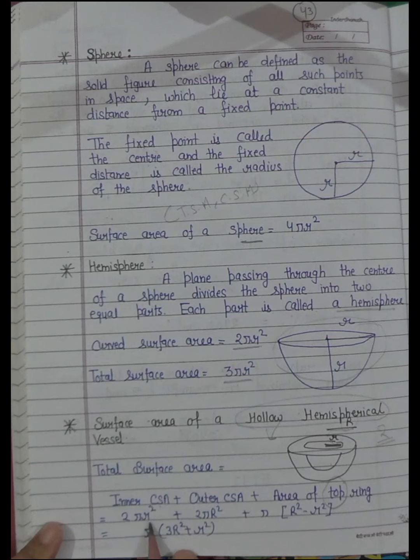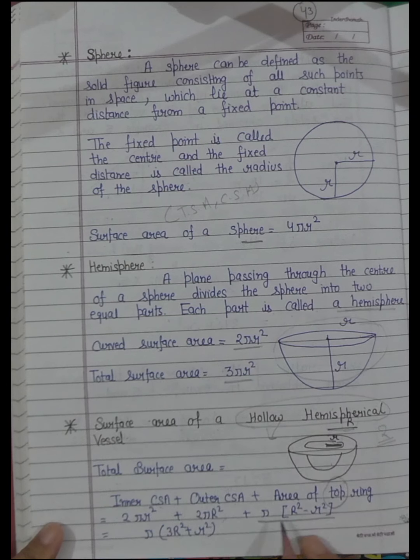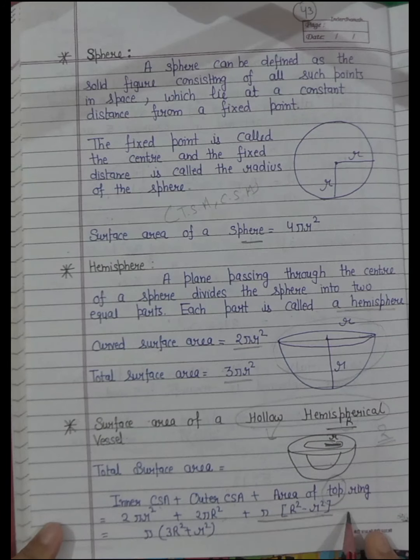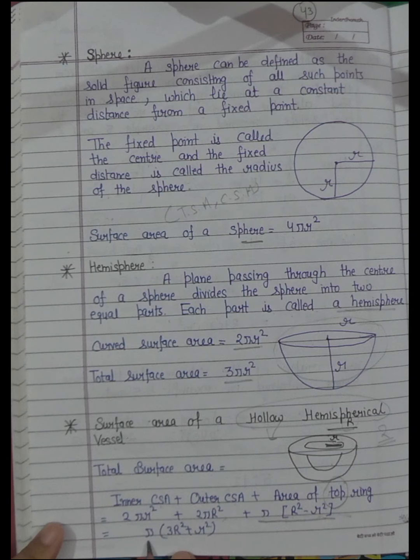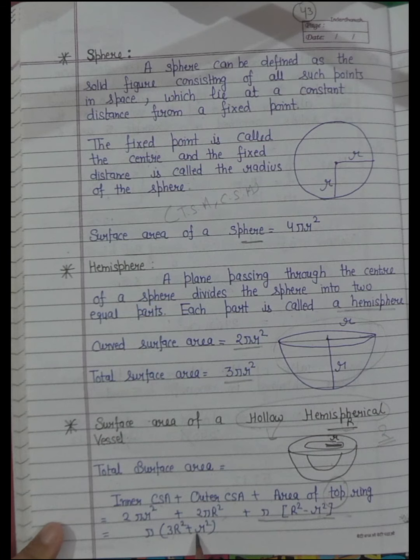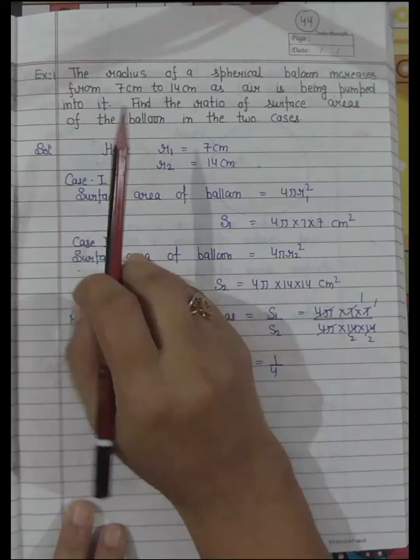So it is 2 pi r square plus 2 pi capital R square plus, you know very well what the area of the ring is, it is pi into capital R square minus small r square. After solving all, I am getting the result pi in the bracket 3 capital R square plus small r square. It means the total surface area of the hollow hemispherical vessel is pi into 3 capital R square plus small r square in bracket. Let us do some examples.